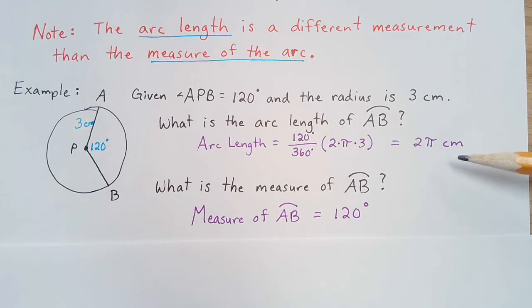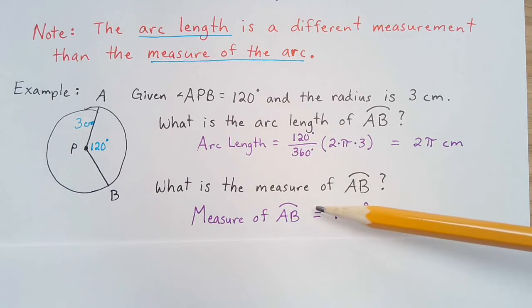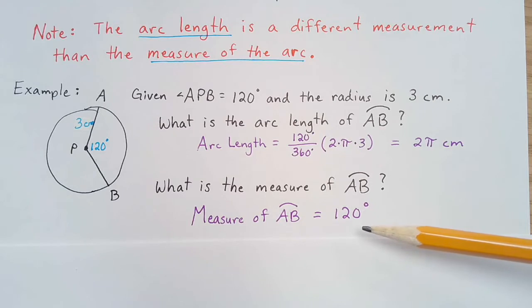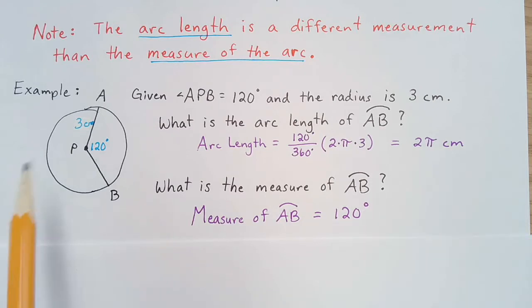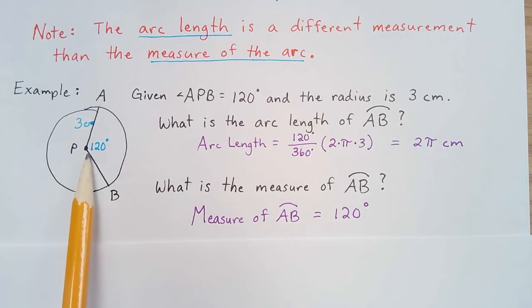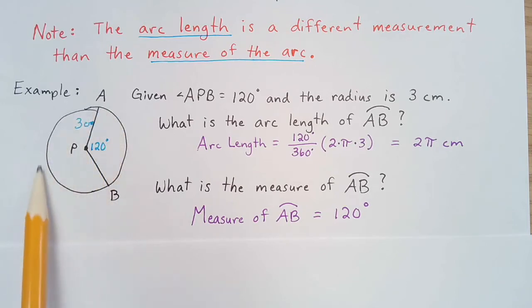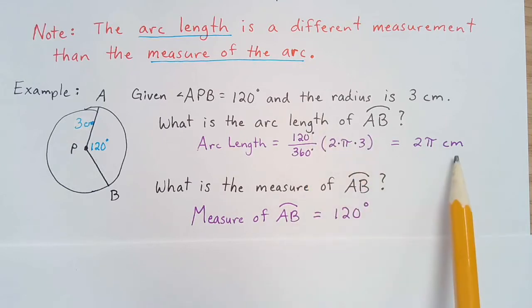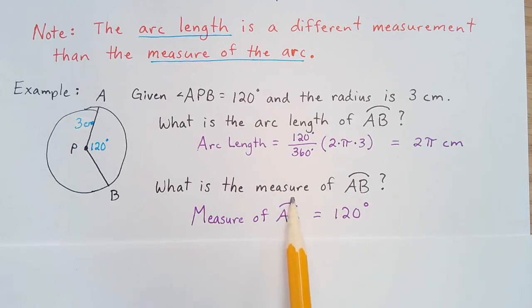The measure of arc AB is going to be 120 degrees. This makes sense because if it takes 360 degrees to go around the center, it's going to take 360 degrees to go around the circle. The units we use for measure are degrees. If it's a length, then our units are going to be centimeters or inches or miles, a length measurement. And if we're asked for the measure of an arc, then our units are degrees.